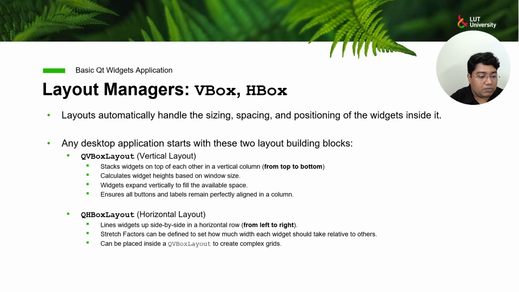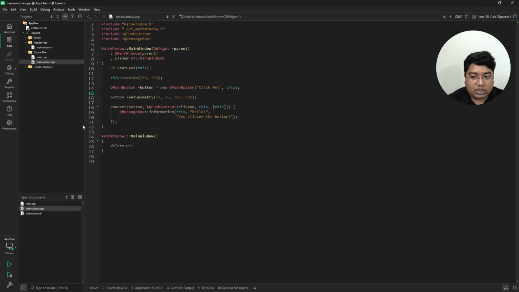If the window becomes taller, Qt automatically distributes the available space. Everything stays aligned without us changing a single coordinate. QHBoxLayout works the same way, except the widgets are placed side by side. So text boxes next to labels, stuff like that. Now let's modify our existing code and see how these layout managers actually work.